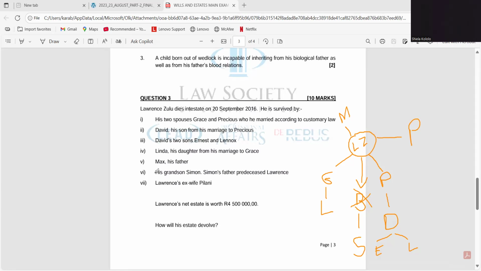So now we have to calculate. We've got Linda, we've got Bob, who's predeceased, and we've got David. So we've got three kids. Three kids plus two spouses equal five. So we know that we have to divide this amount by five.